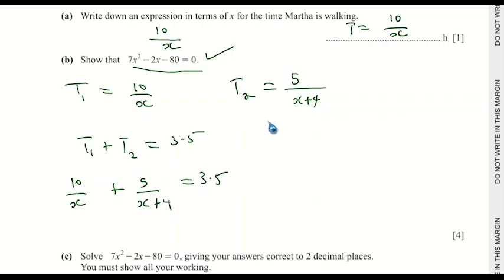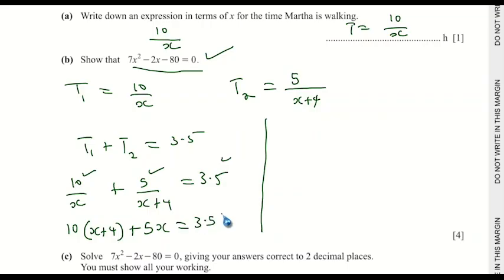So let's partition this one here. If you multiply each of these by the product of x and x plus 4, that leaves us with 10 into x plus 4 for this one, plus 5 into x, equals 3.5 multiplied by x, then multiplied by x plus 4. Okay, so let's simplify this further.